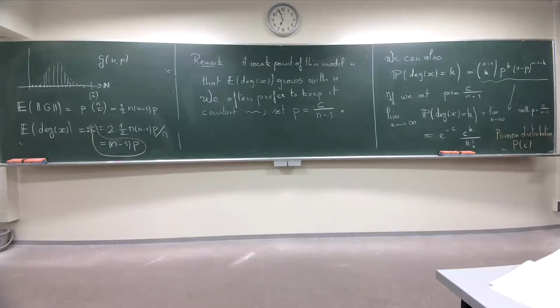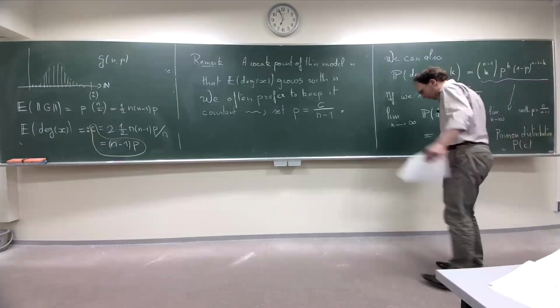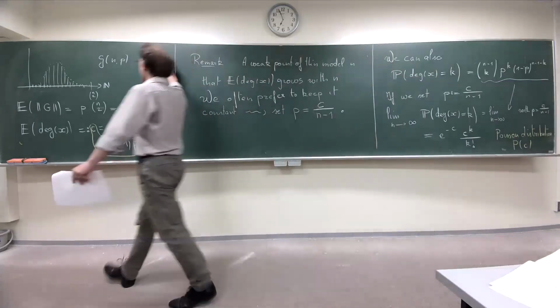Why I mentioned Bernoulli and Poisson: because this model is also sometimes called the Poisson model or the Bernoulli model, because we have these results.